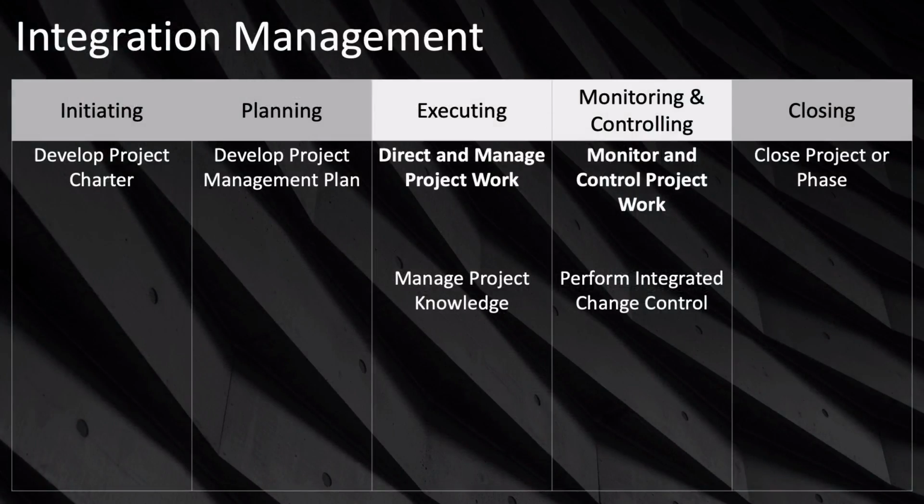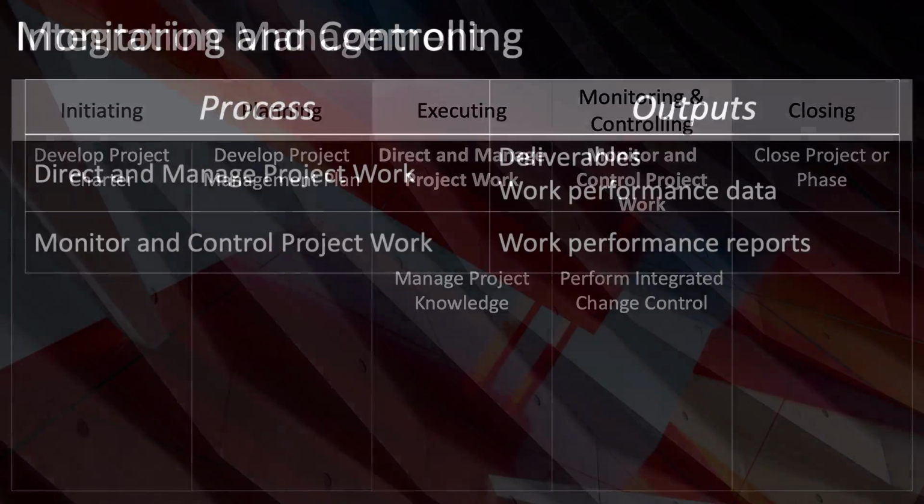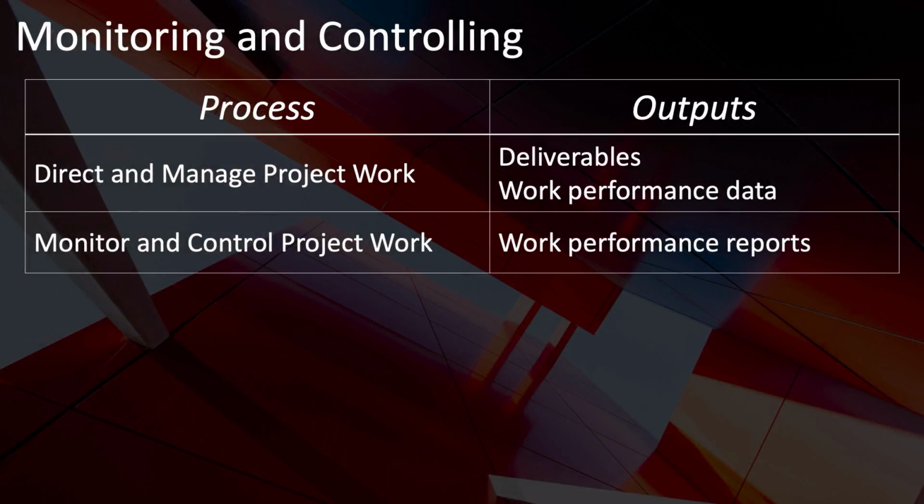Direct and manage project work is part of the executing process group, while monitor and control project work is part of the monitoring and controlling process group. The primary outputs of direct and manage project work are the deliverables themselves and work performance data, while the primary output of monitor and control project work is work performance reports.